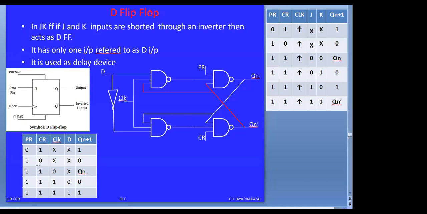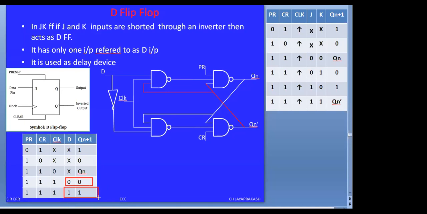Sorry, the D flip-flop is called the data flip-flop or delay flip-flop. If the D input equals 0, output Q of n plus 1 equals 0. If D input equals 1, output Q of n plus 1 equals 1. Simply, it will transmit whatever input you are applying. If we apply 0 at the input, it transmits 0, and if we apply 1, it transmits 1.